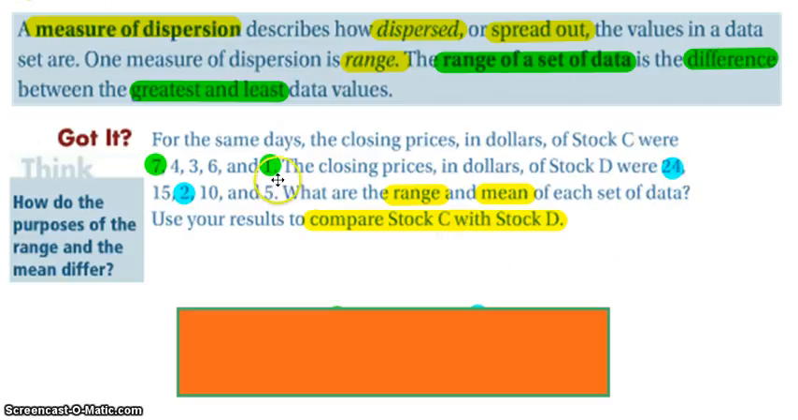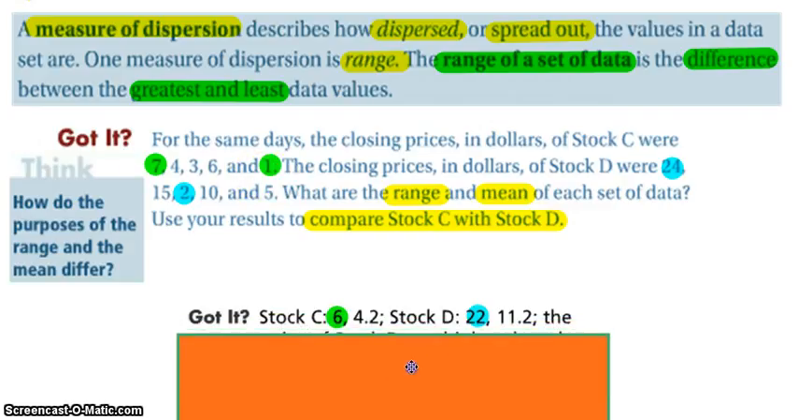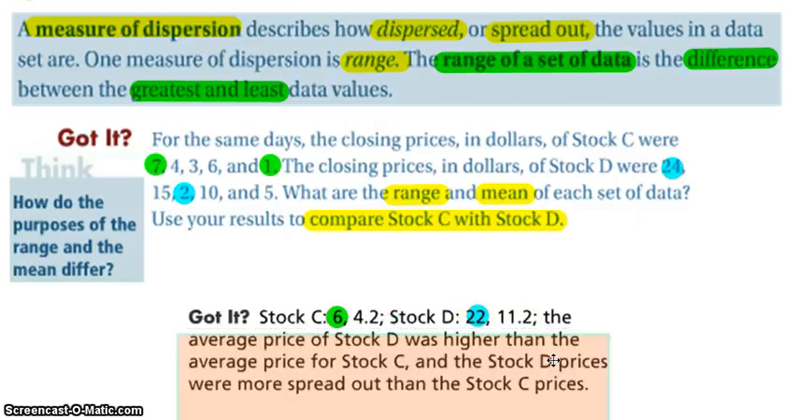When we look at stock C, we're comparing the range being 1 to 7, and we see the range is 6. On stock D, the range from 24 to 2 was 22. Our average for stock C with these 5 values was 4.2, and our average for stock D was 11.2. And then when we compare these, of course our answers are going to vary, but we see that the average price for stock D was higher, and stock D prices were also more spread out.